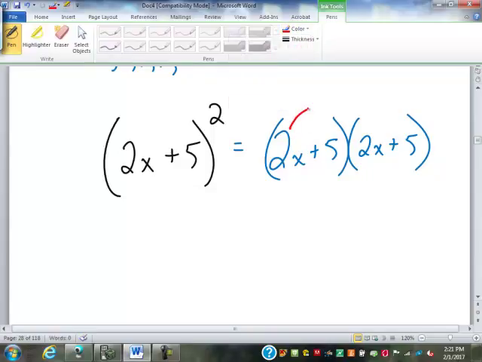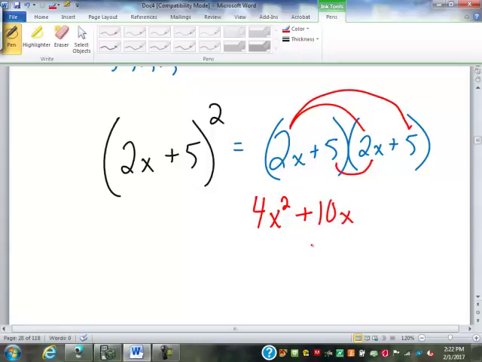So 2x times 2x is 4x squared. Do the outside, 2x times 5, 10x, good. We do the inside, 5 times 2x, 10x, and then we do the last, 5 times 5 is 25.